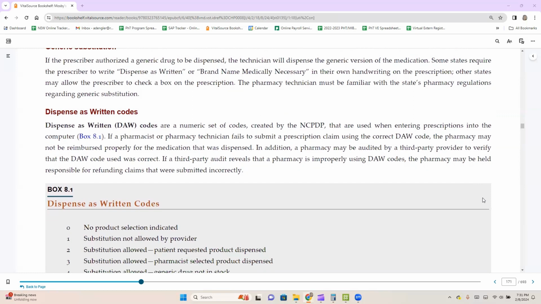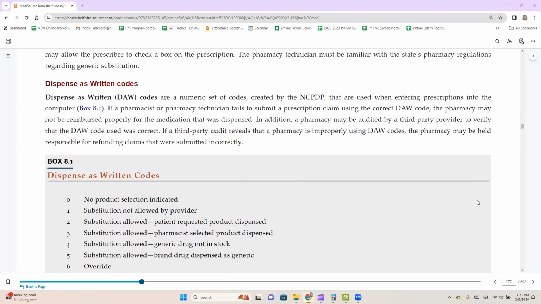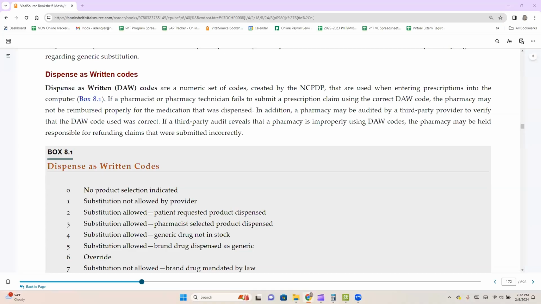Dispense as written codes are a numeric set of codes created by the NCPDP that are used when entering prescriptions into the computer. If a pharmacist or technician fails to submit a prescription claim using the correct DAW code, the pharmacy may not be reimbursed properly for the medication that was dispensed. In addition, a pharmacy may be audited by a third-party provider to verify that the DAW code used was correct. If a third-party audit reveals the pharmacy is improperly using DAW codes, the pharmacy may be held responsible for refunding claims that were submitted incorrectly. And this will happen quite a bit. So we want to make sure we're using them properly.